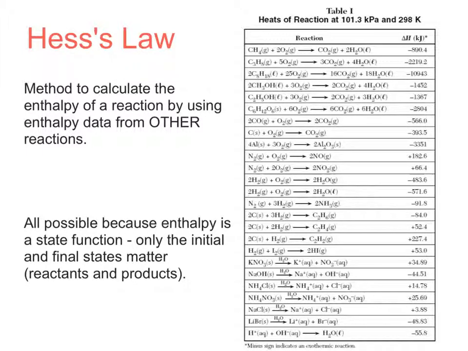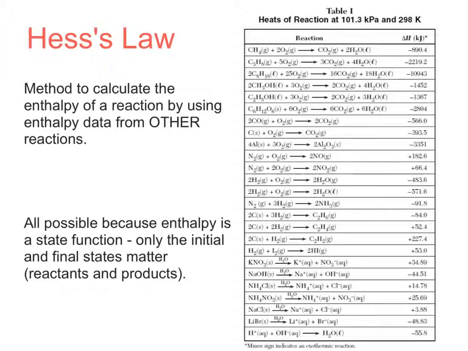So we use something called Hess's law instead, and this is named after a guy named Hess, and essentially what he did was he realized that he could use other reactions and look at their enthalpy data, look at how much heat they produce, to calculate what the enthalpy should be of a specific reaction.